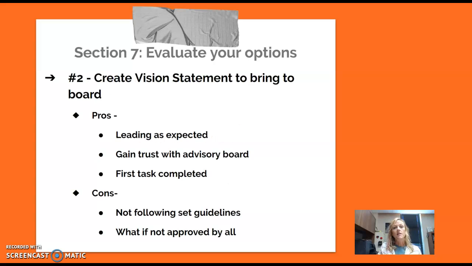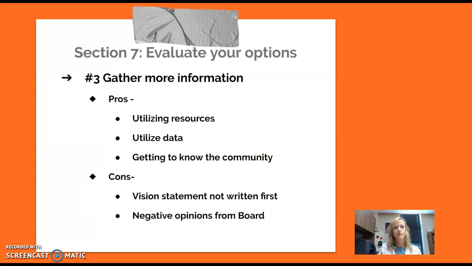Creating a vision statement to bring to the board now, you would be leading as they are wanting you to. You would gain trust with the advisory committee because you're doing what they are asking you to do. Your first task will be completed. The cons would be not following the set guidelines which you had stated at the beginning. And what if the vision statement is not approved or not what the advisory council or the board members want?